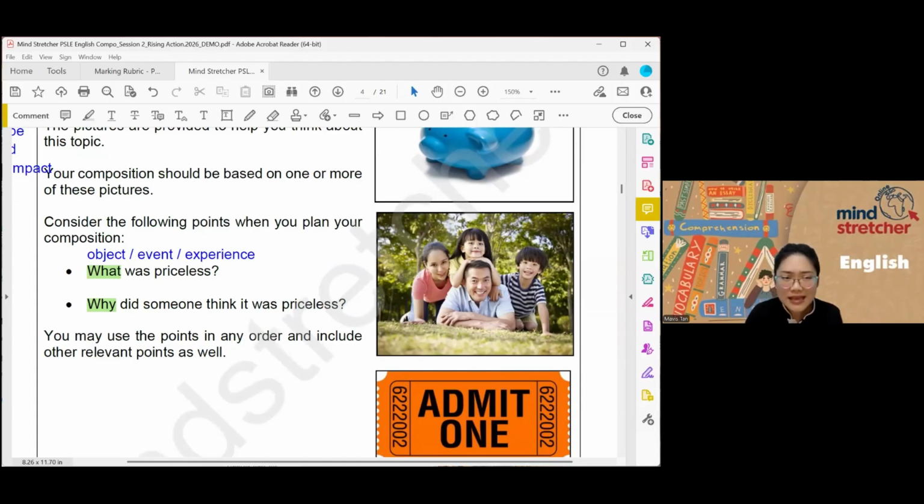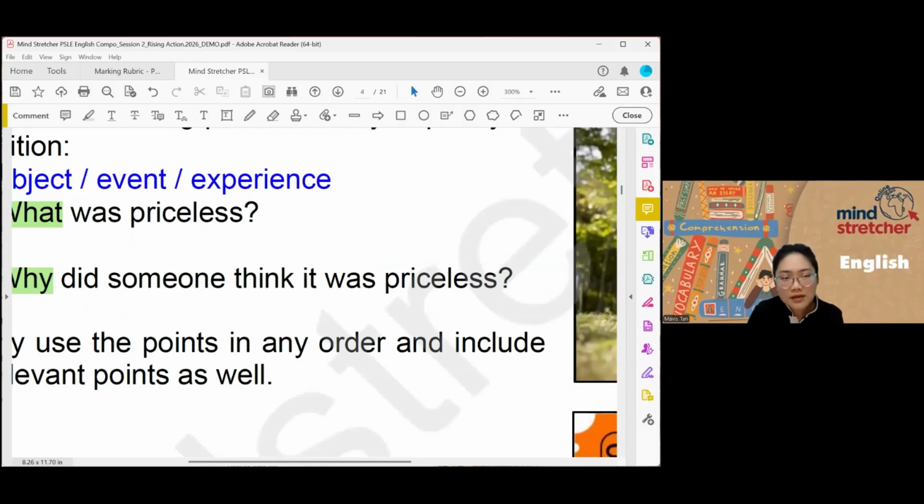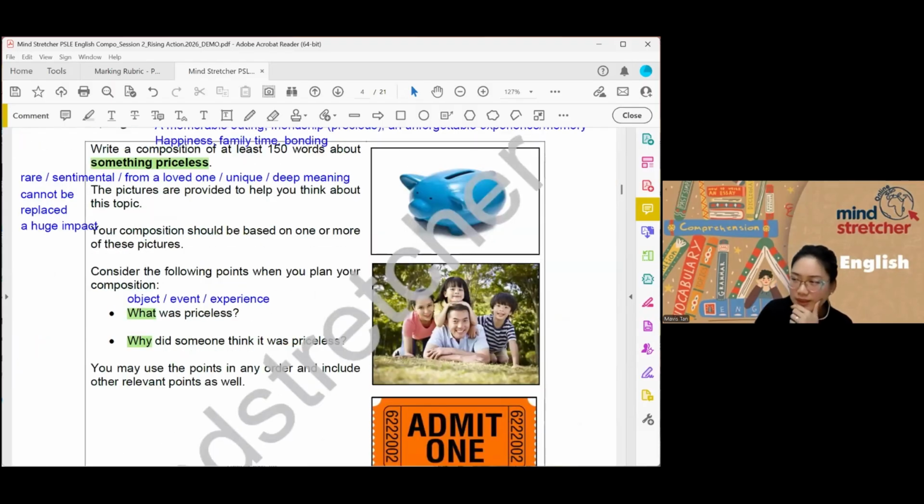A priceless lesson. That's an interesting comment. Something priceless, and you want to talk about what? A lesson learned. Is it?